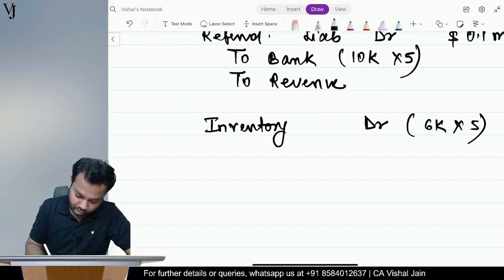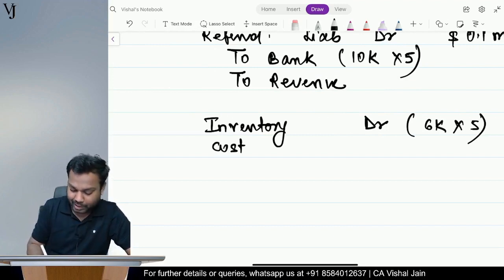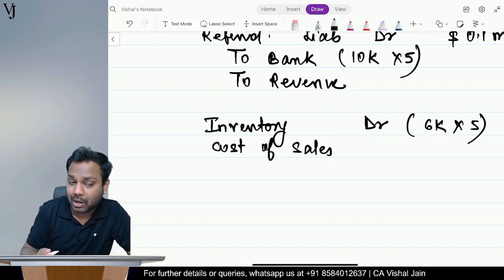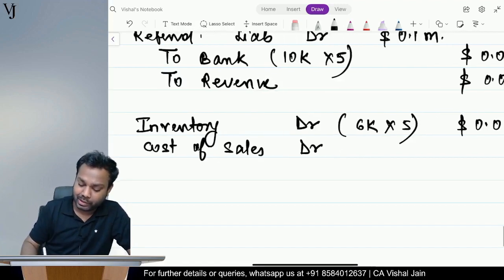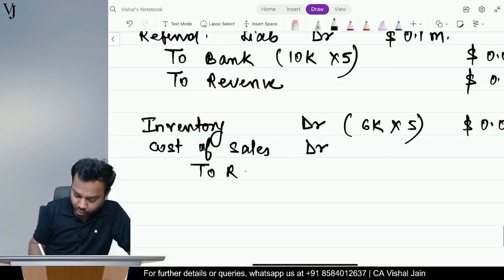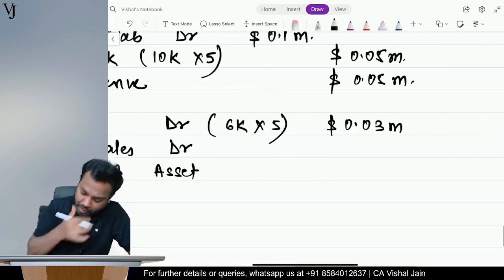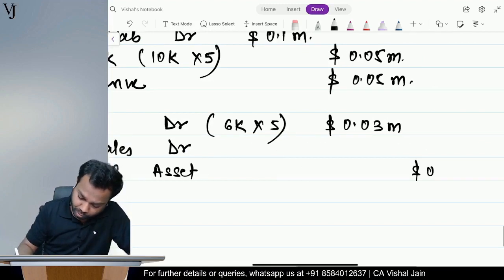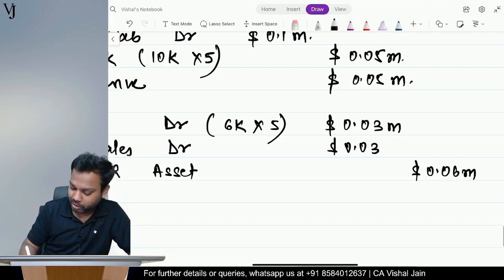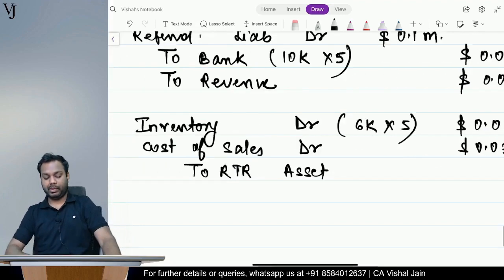Then the rest I will recognize as cost of sales, because the rest were not returned, but I have reversed the cost for those returned. So I will recognize the rest as the cost of sales. The right to return asset I had recognized was how much? $0.06 million. That is, $0.03 million of it is the cost of sales.